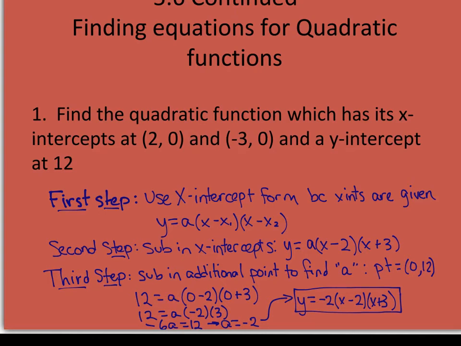So you'll notice I'm putting in 12 for the y-coordinate and 0 for my x-coordinate, because again, the point was (0, 12). So my x value is 0 and my y value is 12. So you put those in, do out the math that goes along with that, and no need to distribute and all of that. I'm just going to do 0 minus 2, which is negative 2, 0 plus 3, which is 3. I'm multiplying those two things together, so I get negative 6a is 12, and so a is negative 2. And then I just substitute that into my formula, and I have my equation for the quadratic. So that's our first example.